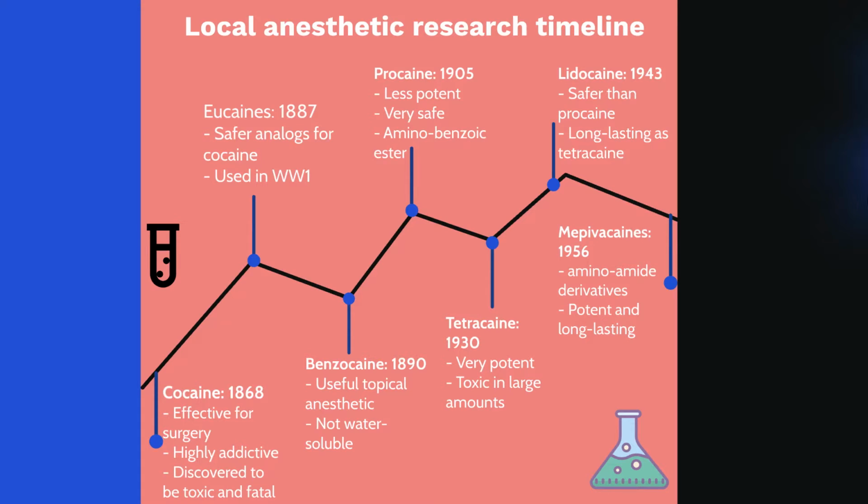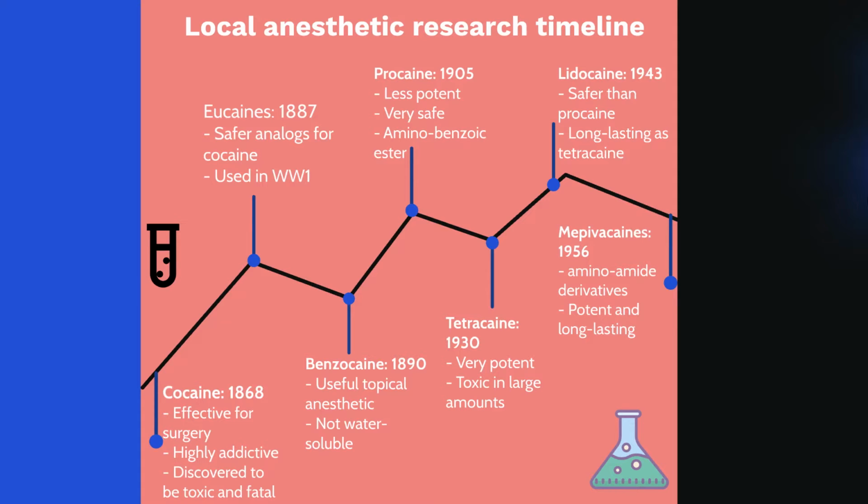Benzocaine in 1890 was synthesized during research for an effective substitute for cocaine. However, it is not water soluble, so it is not as potent as cocaine, but it is useful as a topical anesthetic. Procaine was discovered in 1905. It is less potent than other anesthetics, but it is very safe.